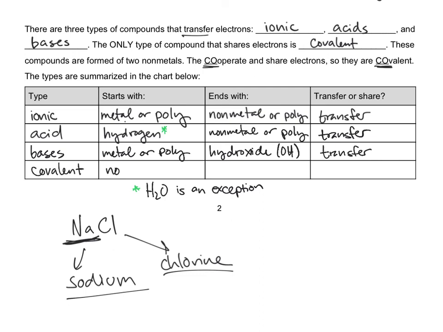Covalent will always start with a nonmetal and will always end with a nonmetal. And they don't transfer, they share their electrons. An example of covalent would be like CO2 or NO3. 2 nonmetals that are together are covalent. Hopefully that is helpful for you.